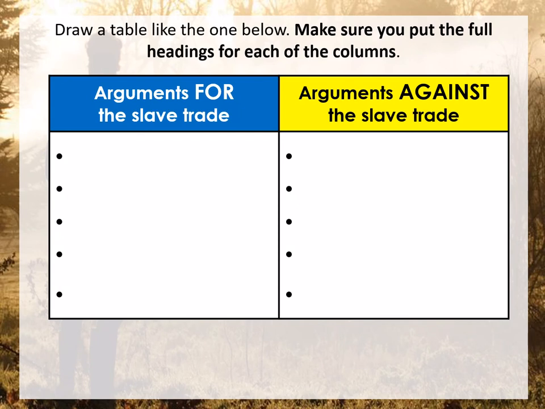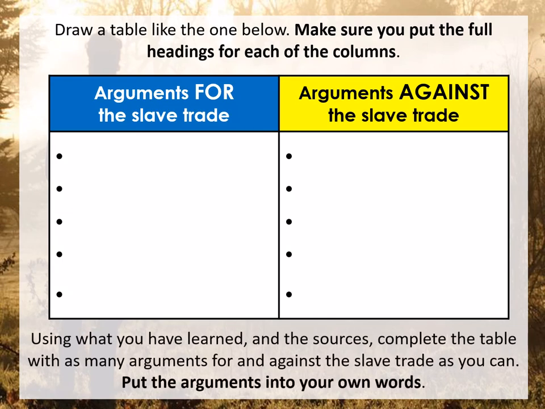Now, just to summarise what you have learned today, in your jotter again, if you draw a table like the one below, make sure you put the full headings for each of the columns, so you've got arguments for the slave trade and arguments against the slave trade. Now, using what you've learned, the sources, there's a source on the next page as well. Complete the table with as many arguments for and against the slave trade as you can. Now, try and put the arguments into your own words.